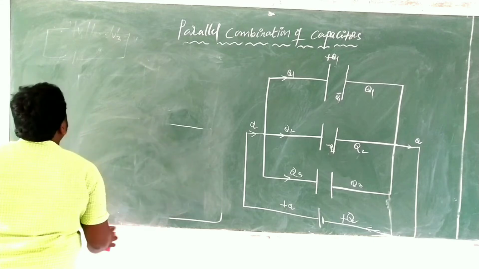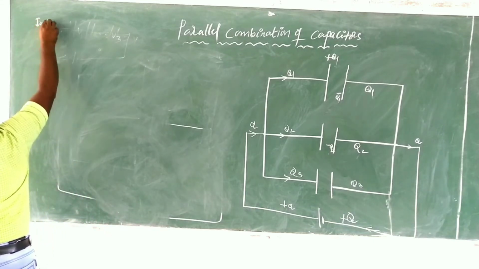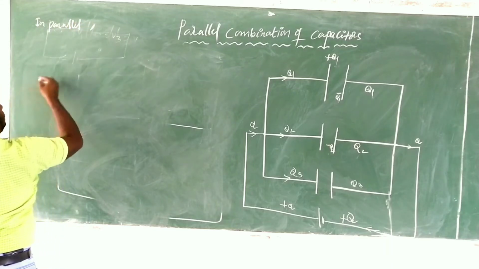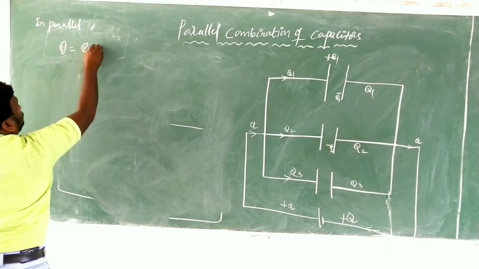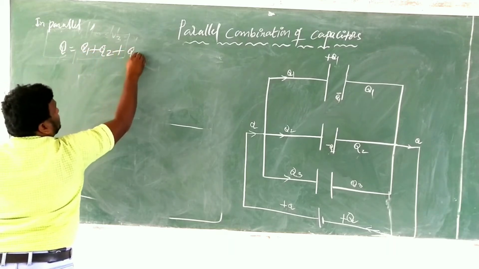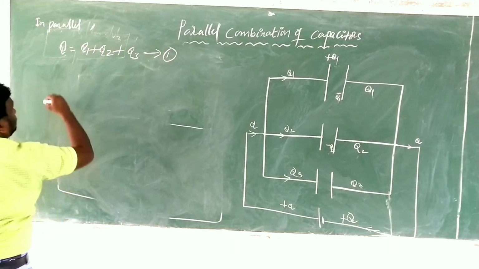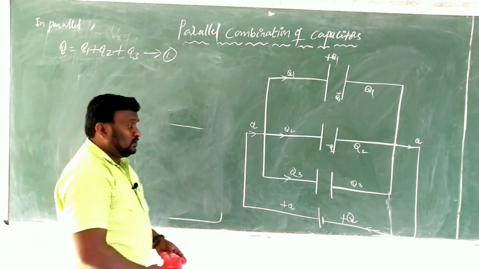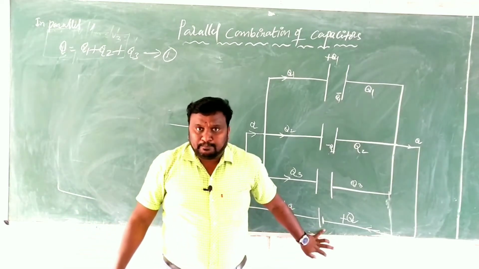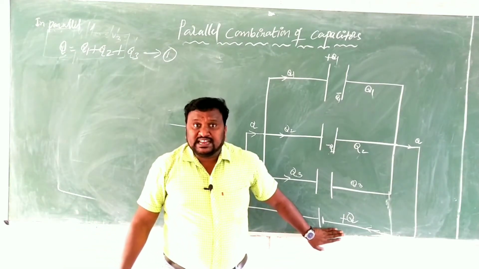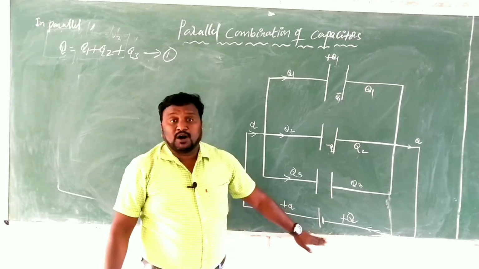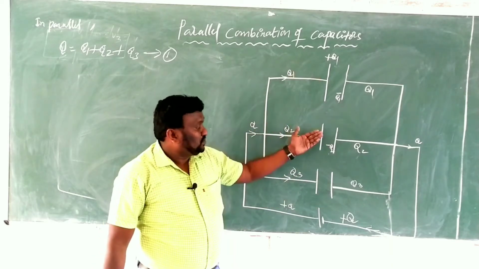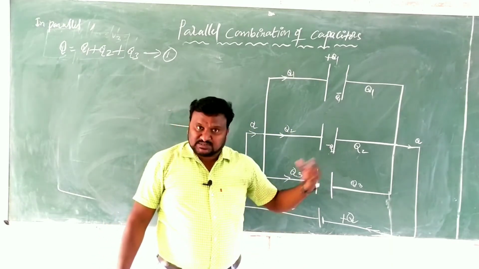So in parallel combination, simply write Q is equal to Q1 plus Q2 plus Q3. This is equation number 1. Q is equal to Q1 plus Q2 plus Q3. What is Q? The charge supplied by the battery. That is taken as Q, and it is equal to the sum of the charges across all the capacitors, Q1, Q2, Q3. I will explain this in detail.